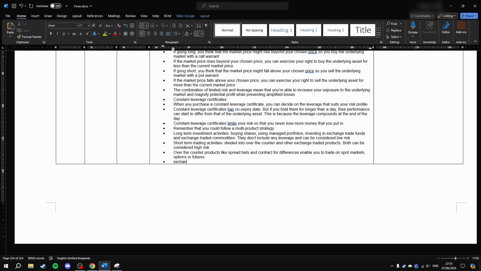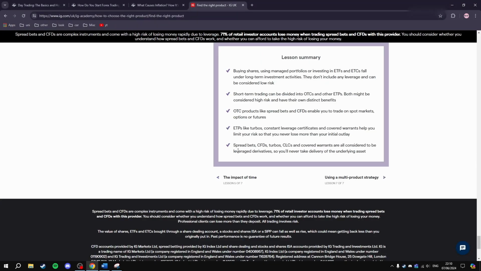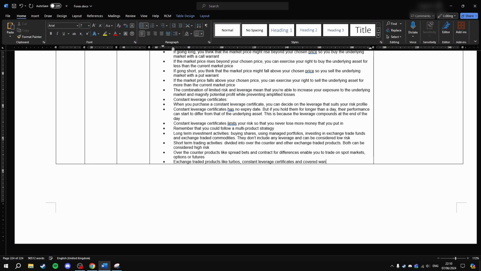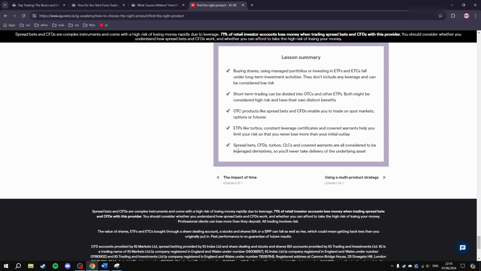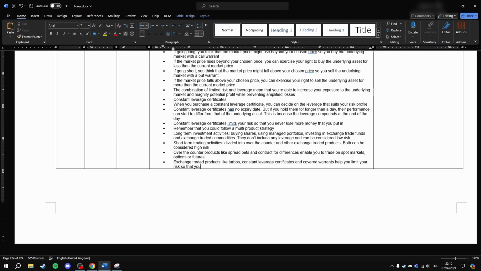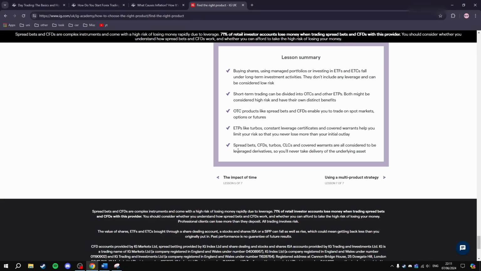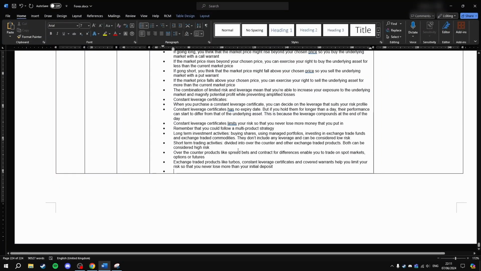So exchange traded products like turbos, constant leverage certificates and covered warrants help you limit your risk, so that you never lose more than your initial deposit. Spread bets, CFDs, turbos, constant leverage certificates, covered warrants are all considered to be leveraged derivatives.